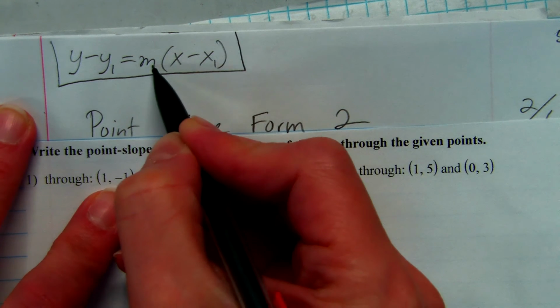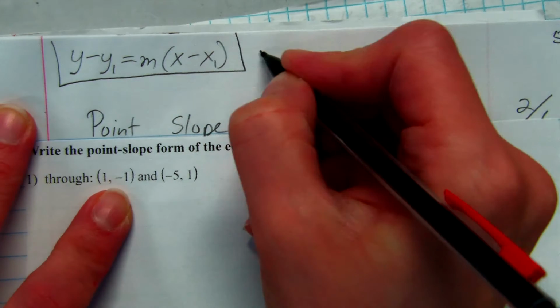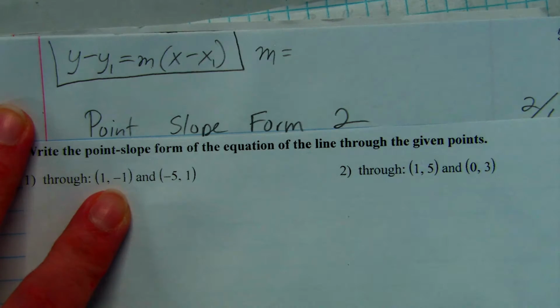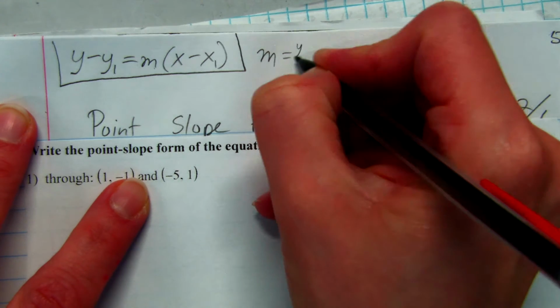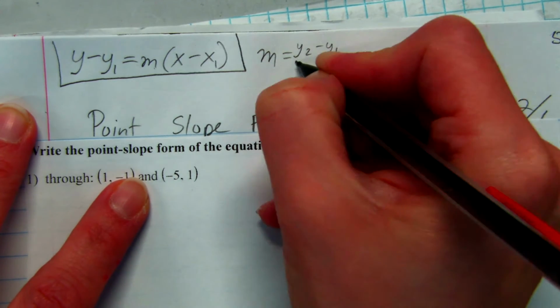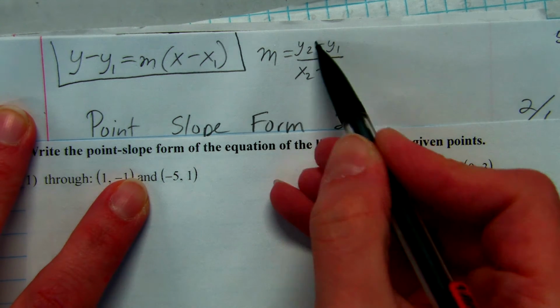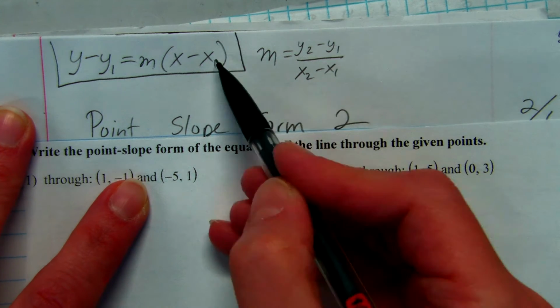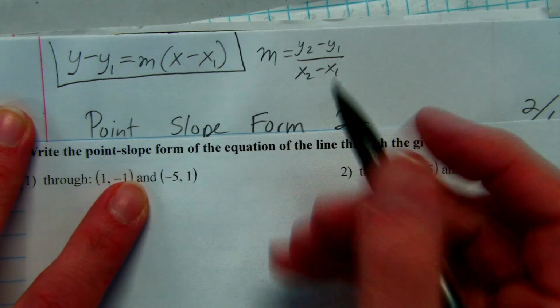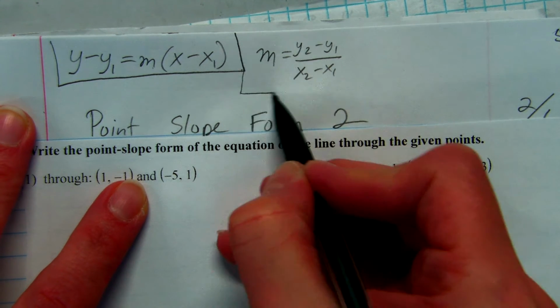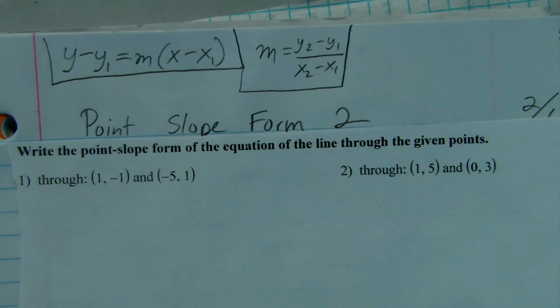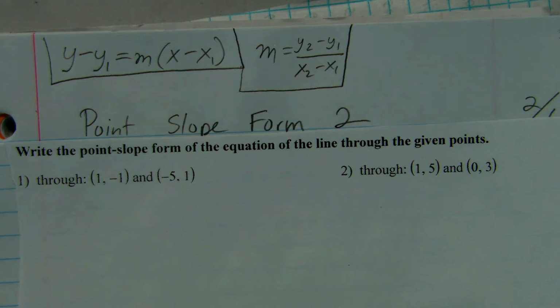But they're not going to give us m this time, so we're going to calculate that using the slope formula, which is y2 minus y1 over x2 minus x1. And this looks weird because you've got y1 and x1, and you had y1 and x1 over here. We'll talk about that when we get through the examples. You could label it consistently all the way through, or you might not want to. It's sort of going to be a personal preference thing.